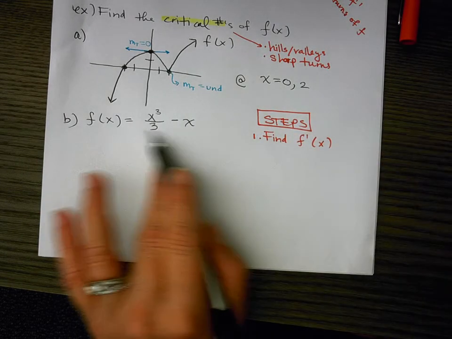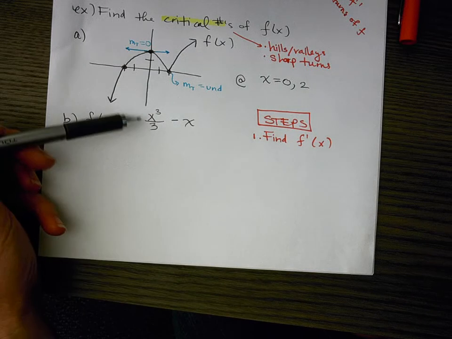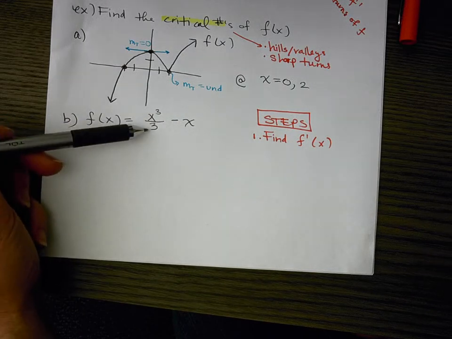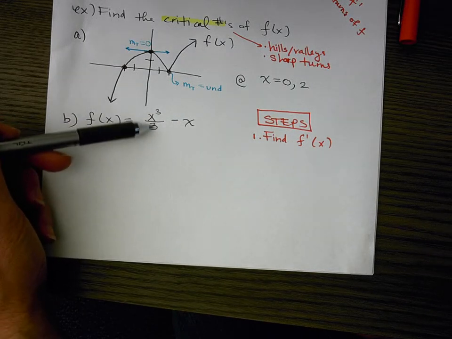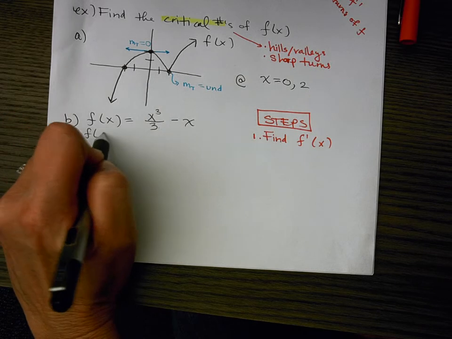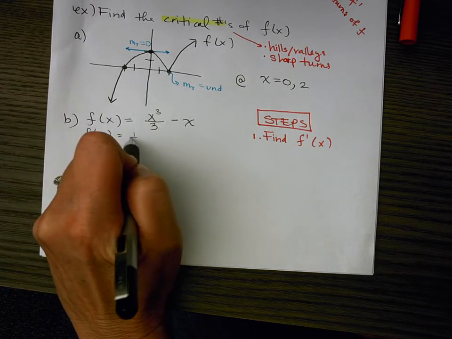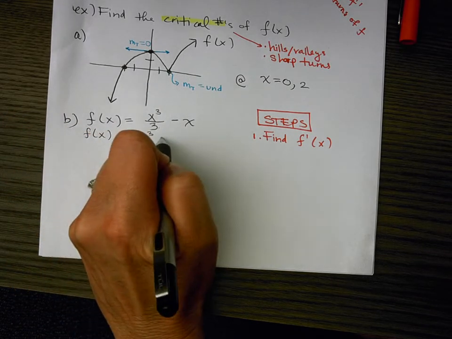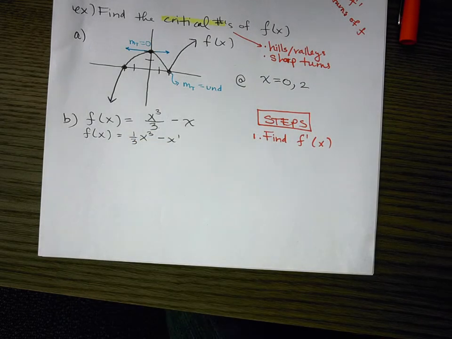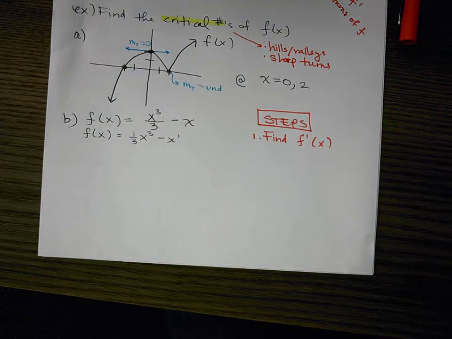So I'm going to rewrite this right here because I don't want to look at this and think, oh, I should be doing quotient rule, which I would not, because I don't have a variable in the denominator. So I'm just going to rewrite it. I'm not taking the derivative right now. I'm going to rewrite it as 1/3 x cubed minus x to the first. And then that way we see it as a coefficient.